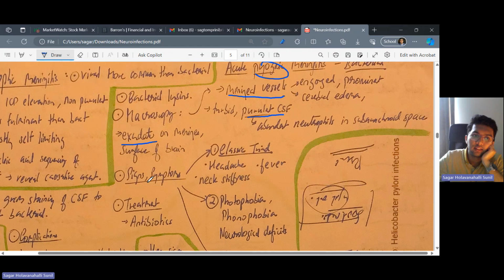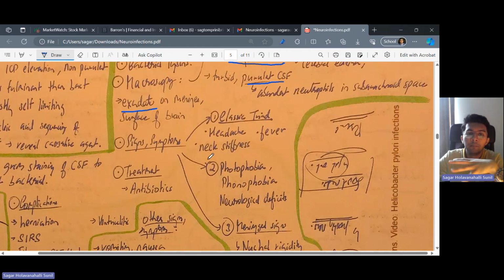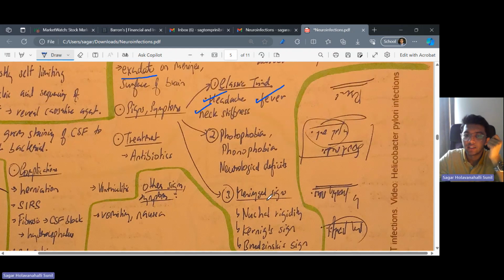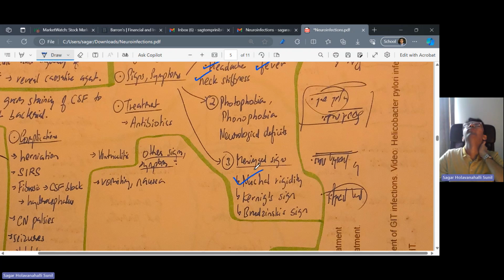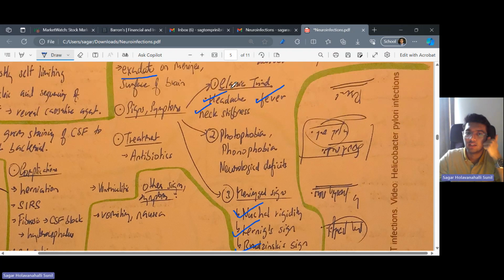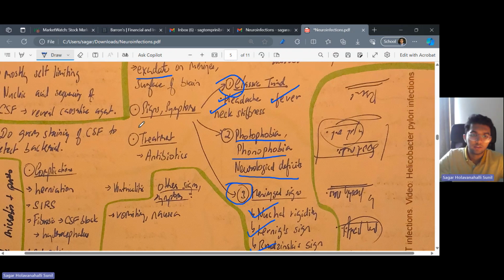Okay, now let's come to the signs and symptoms. I already mentioned this, just the same thing. Classic triad: headache, fever, neck stiffness or nuchal rigidity. Meningeal signs, especially nuchal rigidity, where they would want to tilt their head back. Kernig's sign, Brudzinski sign, again I already covered this. So classic triad is one, meningeal signs is another. The last one is photophobia, fear of light, and phonophobia, can't listen to loud sounds. And then you have some neurological deficits: confusion, loss of consciousness, inability to concentrate properly, all those things.